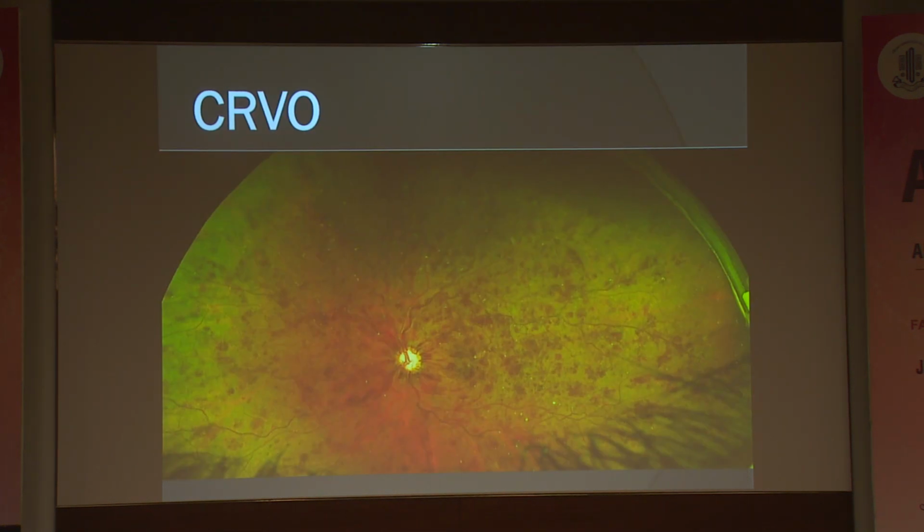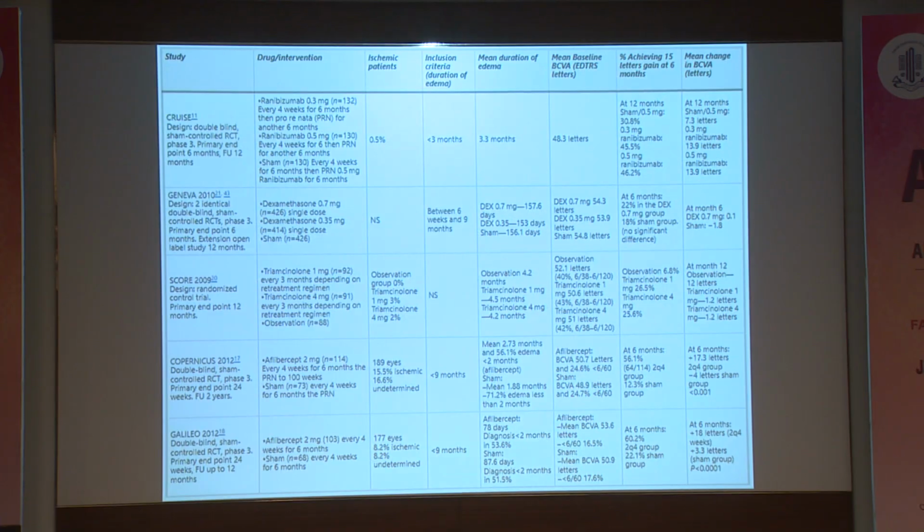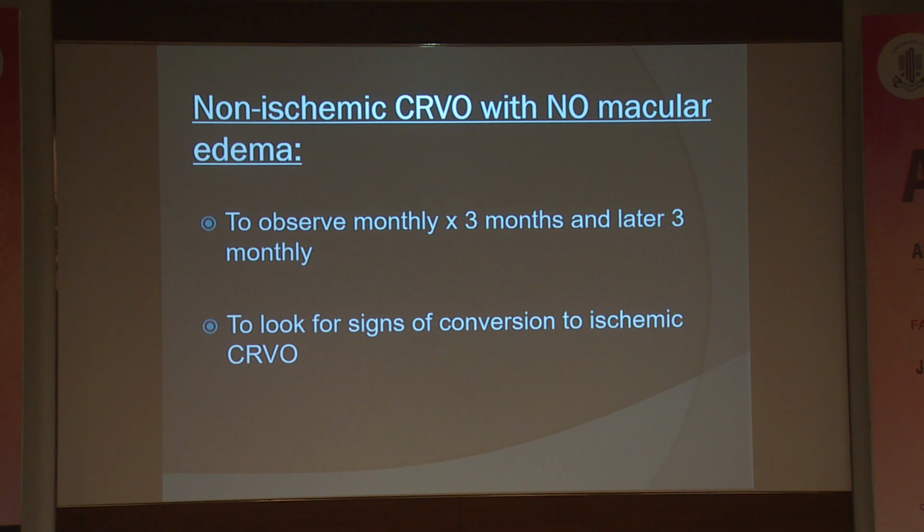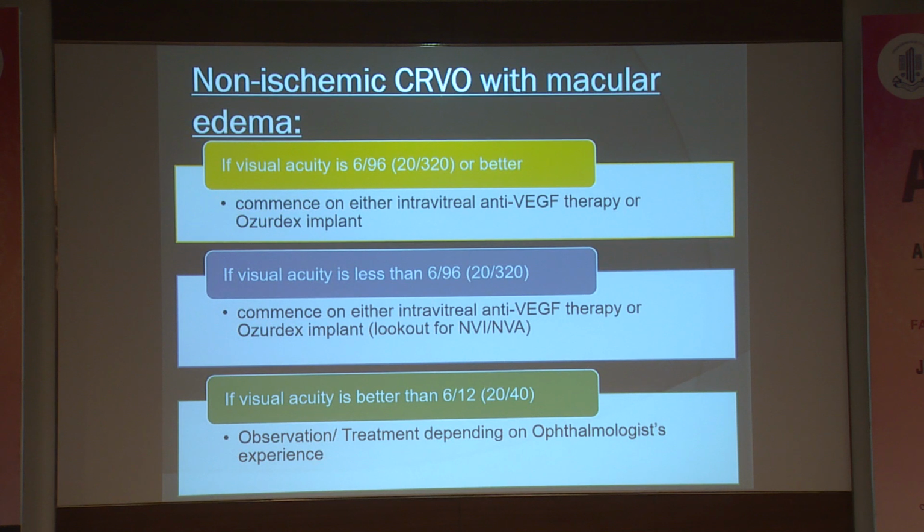Now coming to CRVO, there are various studies here. Apart from that, we have the Horizon study, Retain, Shasta, Comrade, Crystal, Newton. So there are various studies which have been mentioned here. In non-ischemic CRVO with no macular edema, we usually observe monthly for the first 3 months and then 3 monthly. And of course, we have to look for signs of conversion to ischemic CRVO.